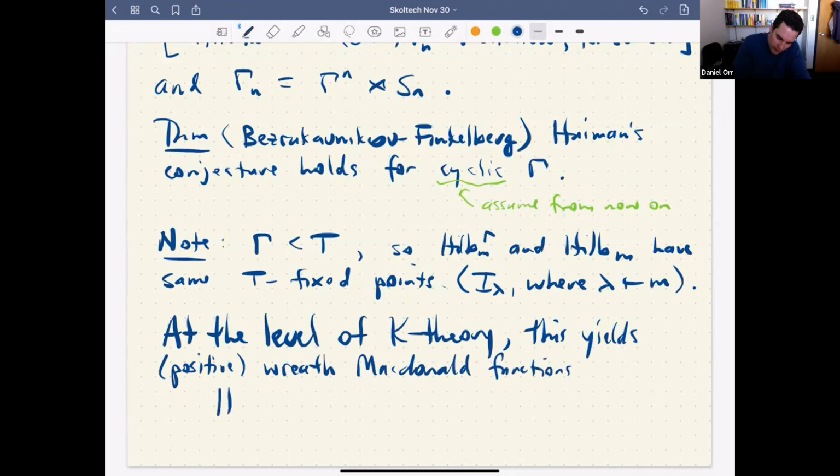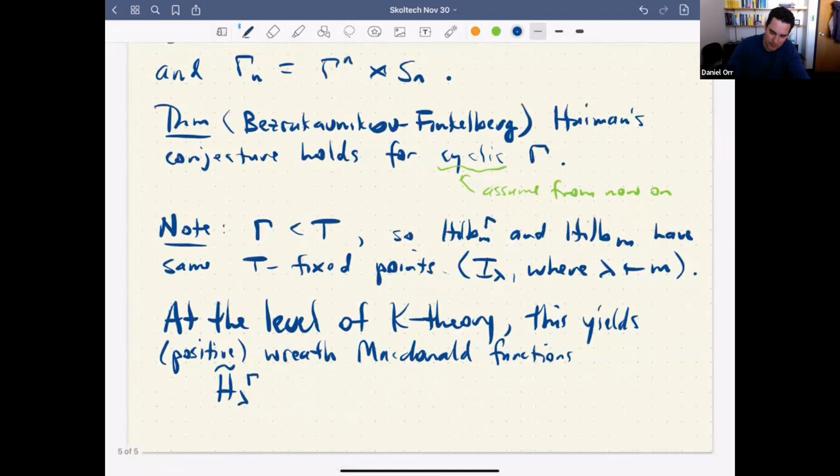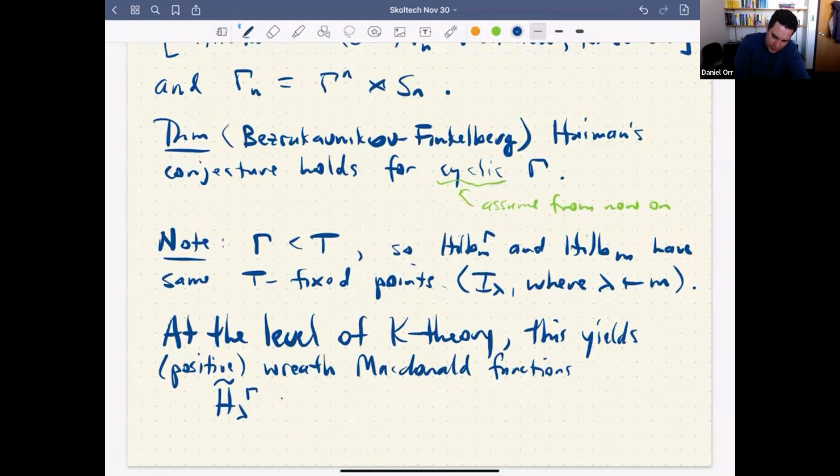I'm going to denote them H lambda gamma. And this is the image H tilde lambda gamma, the image of the fixed point I lambda under the equivalence or the isomorphism. And this is something a little bit different, in that this belongs to not just symmetric functions, but what you might call multi-symmetric functions. So I have a tensor power of symmetric functions, where I is the set of all irreducible representations of gamma, which I will think of as Z mod RZ.